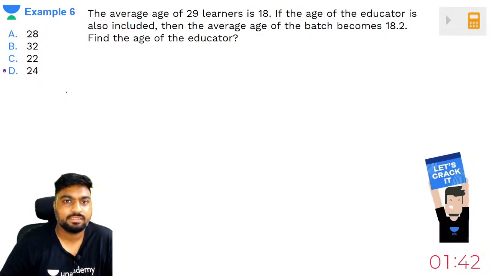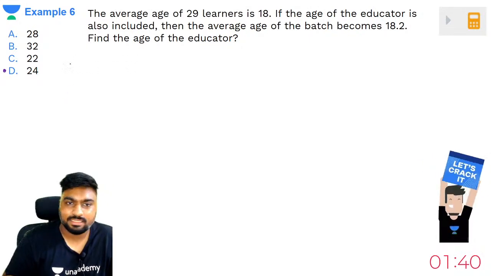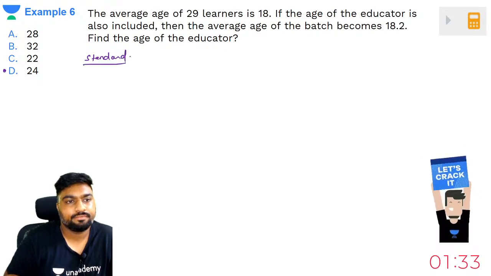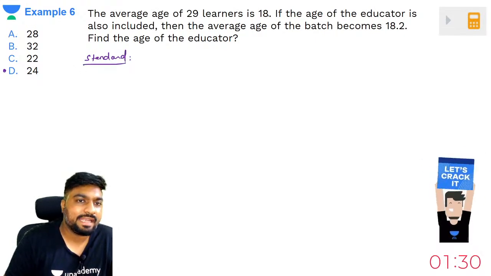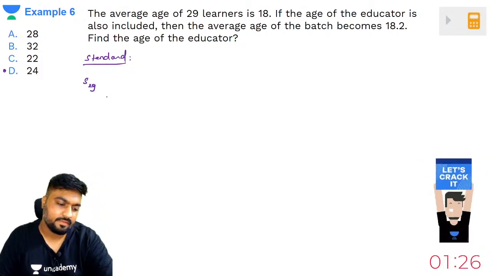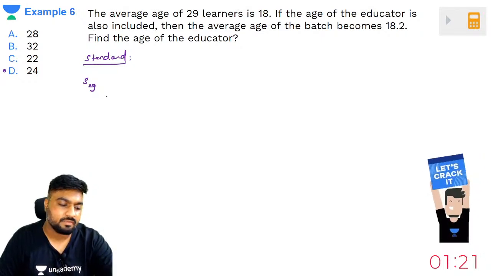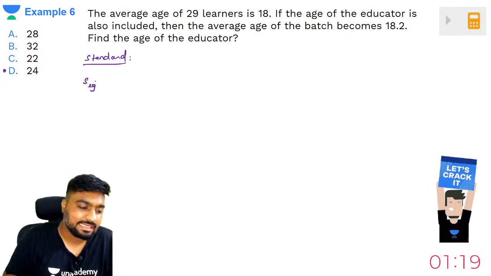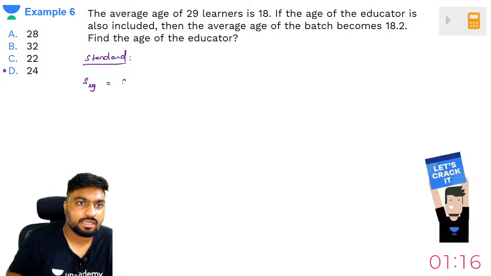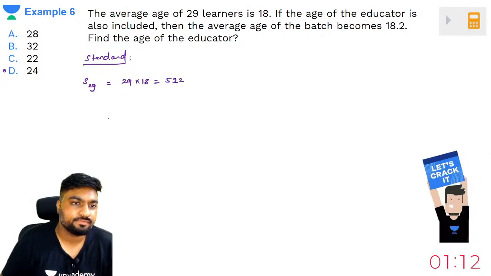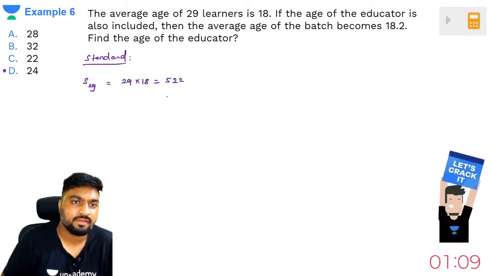Very good, very good. So what are we going to do here? A standard method. Let's do it first. Yeah, let's give it also a chance. Standard method. Okay. Average age of 29 learners is 18. So sum of 29 learners is going to be what? Each of them aged 18, 29 into 18, 522. Yes, 540 minus 18, 522.